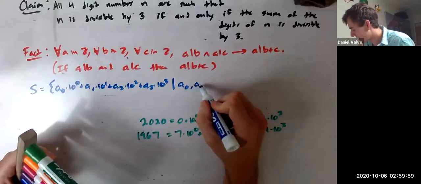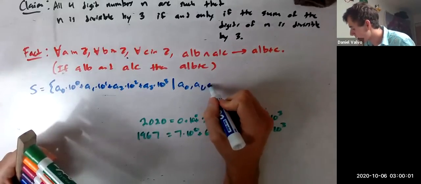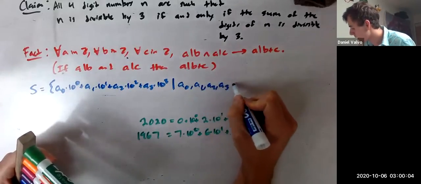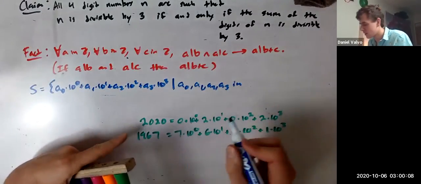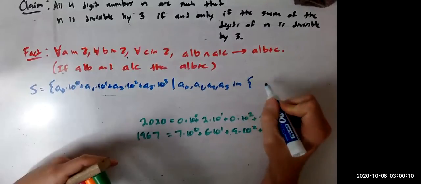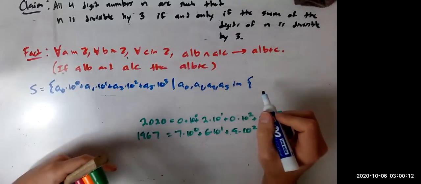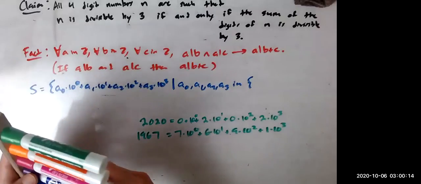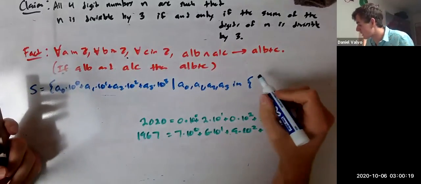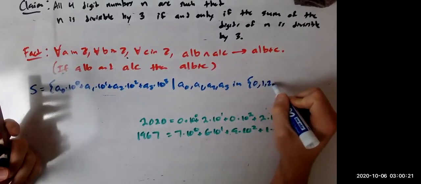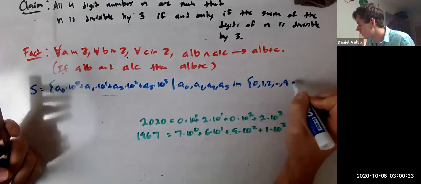Good timing. Such that A0, A1, A2, and A3, what are the restrictions on the digits? They have to be real numbers. Natural numbers? Less than what? 10. Natural numbers less than 10. Exactly. Specifically 0, 1, 2, 3, out to 9.